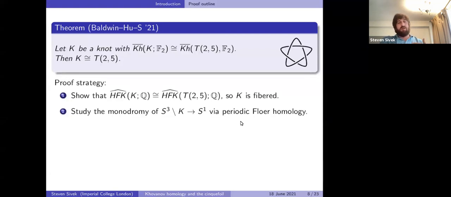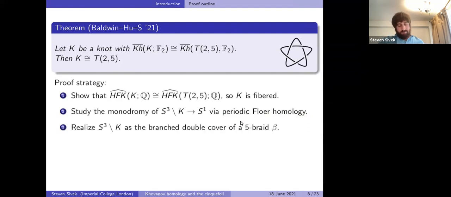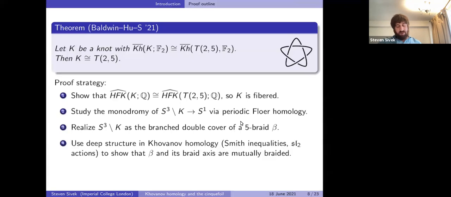Once we do that, our knot is fibered. The complement fibers over the circle. So we'll study the monodromy of that fibration, and that's where periodic Floer homology comes in. So this was a cousin of embedded contact homology that counts fixed points of a surface homeomorphism. Using this, we're going to realize the knot complement as the branch double cover of some 5 braid. So the braid sits in a solid torus, and we take the branch double cover over the closure of that braid, and we realize our knot complement that way.